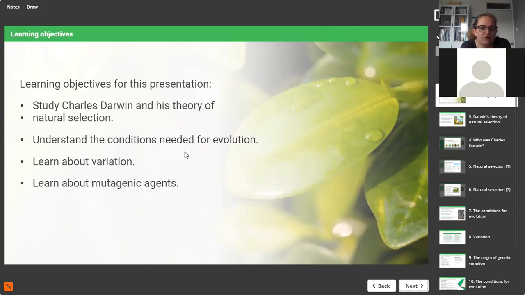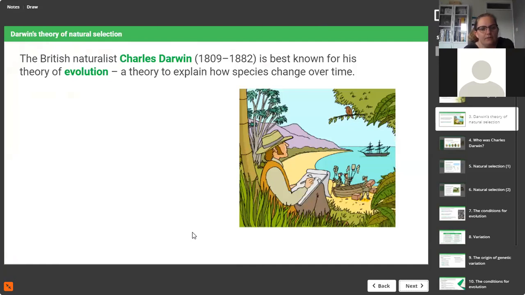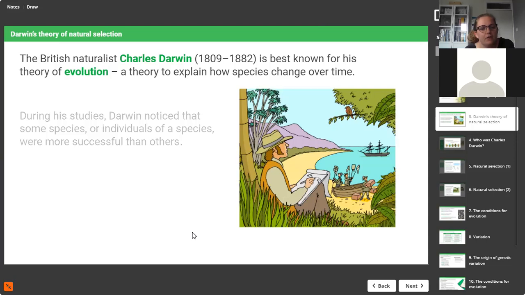So yeah, the conditions needed for evolution, variation, and mutagenic agents. So again, Charles Darwin was born in 1809 and was alive till 1882. We know he's best known for his theory of evolution, and that was a theory to explain how species change over time. As we said before, he noticed that some species or individuals of a species are more successful than others.